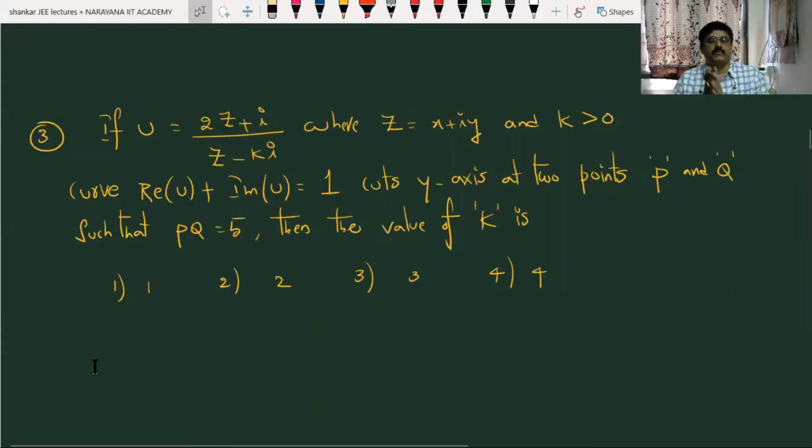Students, next problem. If u is equal to (2z plus iota) upon (z minus k iota), where z is equal to x plus iota y and k is greater than 0, the curve real part of u plus imaginary part of u is equal to 1 cuts the y-axis at 2 points P and Q such that PQ is equal to 5. Then the value of K is dash. This is the problem, students. We have to find the value of K. So how to crack this problem?